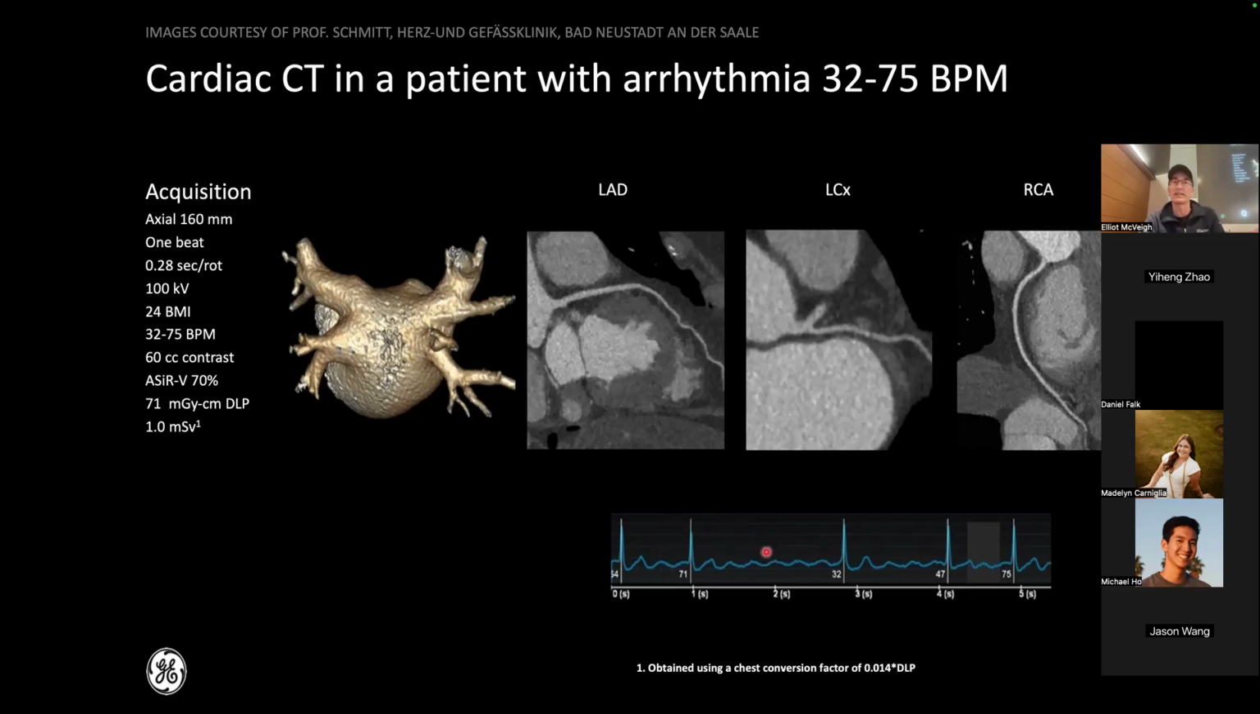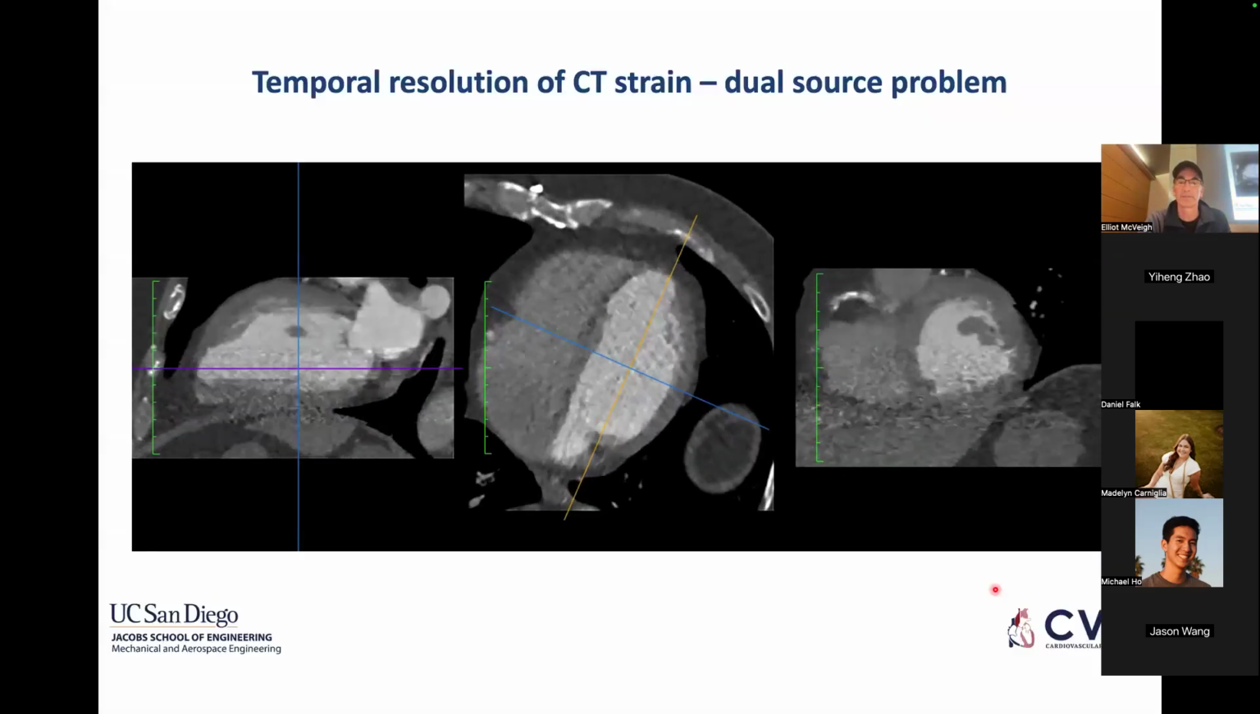If you need multiple beats and they're all in these different periods here, you're kind of screwed. But we just need one beat. And now that the scanner spins that fast and has that many slices, we can do the whole thing in one beat. So you can do AFib patients.